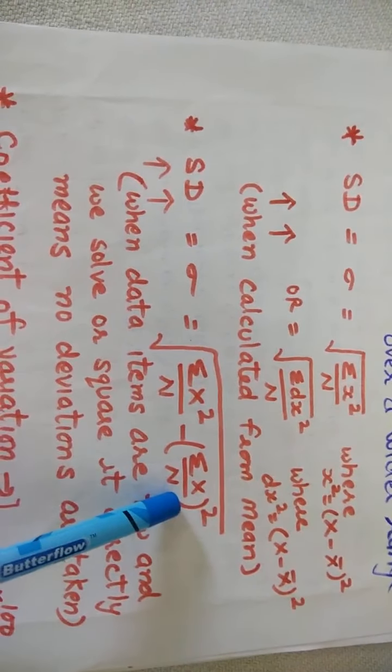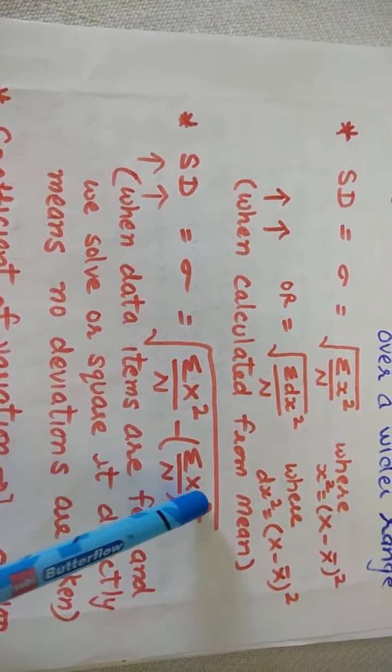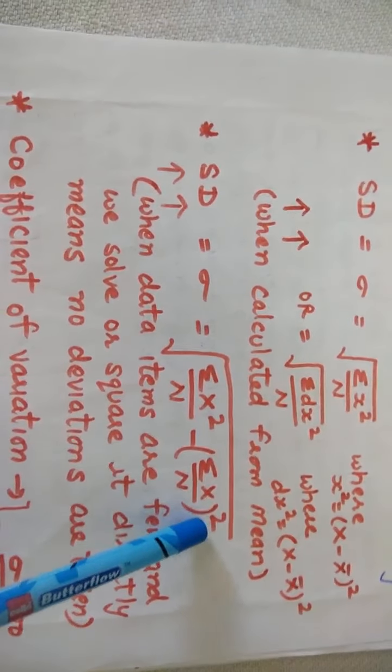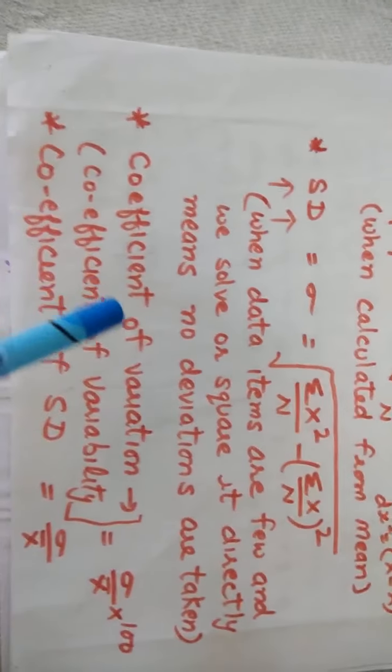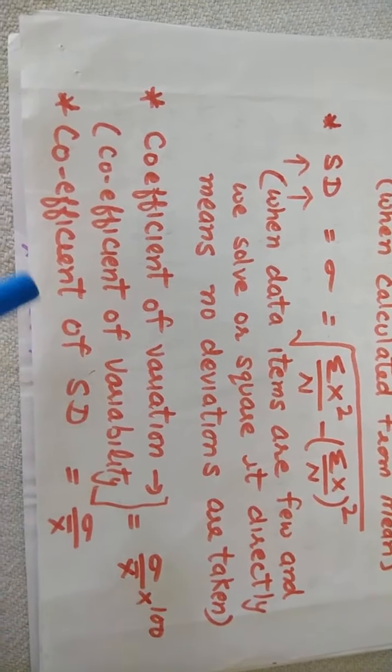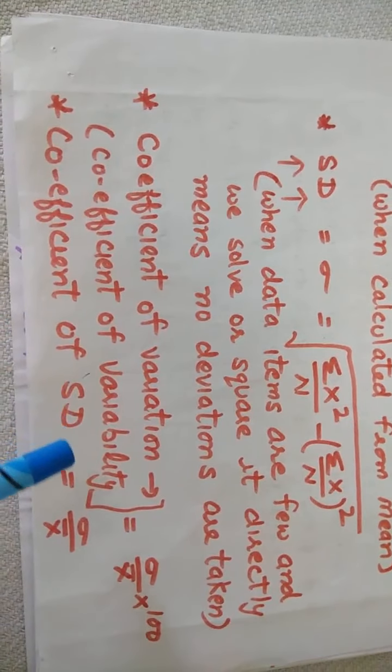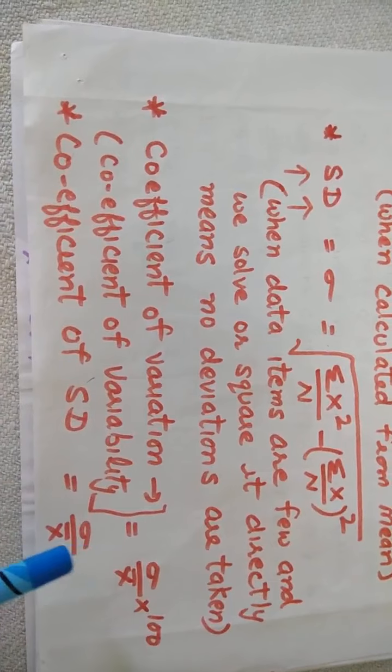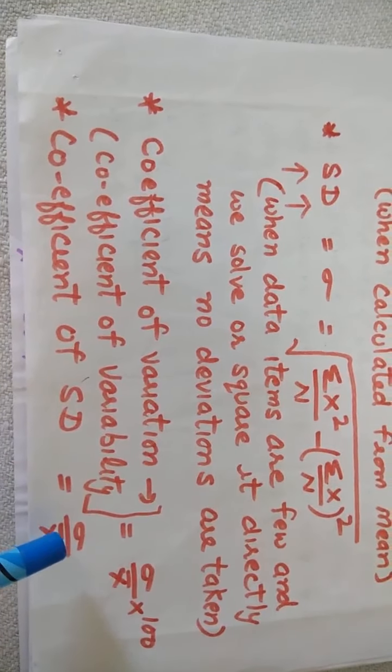In this, first add all the variables, then square it. Next is coefficient of variation or coefficient of variability, that is equal to standard deviation divided by mean into 100. Coefficient of standard deviation is standard deviation divided by mean.